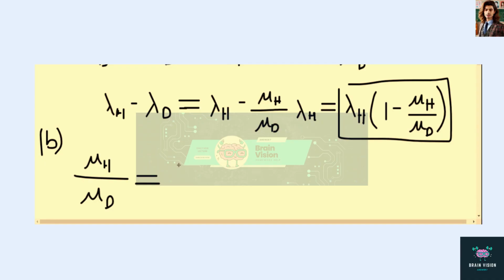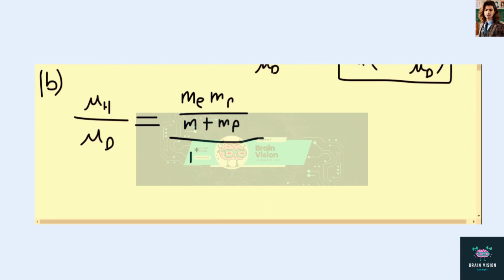Mu sub H, by definition, since hydrogen is made up of an electron and a proton, is the mass of the electron times the mass of the proton divided by the mass of the electron plus the mass of the proton. We divide this by the reduced mass of deuterium, which is the mass of the electron times the mass of deuterium divided by the mass of the electron plus the mass of deuterium.